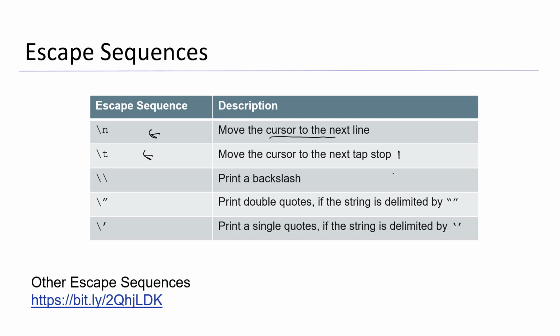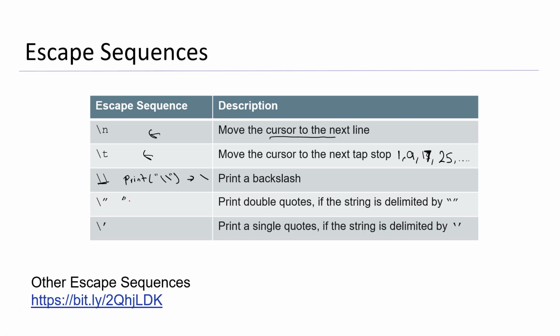The first tab stop usually starts at the first position, and then the next tab stop would be at 9, then 17, and then 25, and so on. So each 8 spaces can be considered a single tab. If you want to print a backslash, you will use a double backslash. So if you print 2 backslashes, this will display only one single backslash. And if you are delimiting your string with double quotations and you want to print a double quote, so let's say that you are printing, and let's use a different color here.